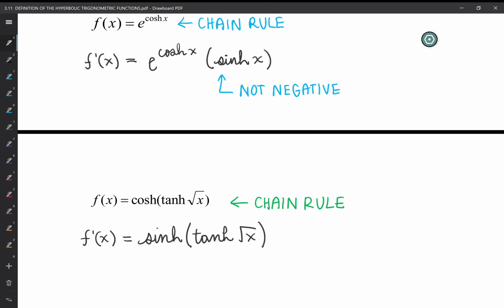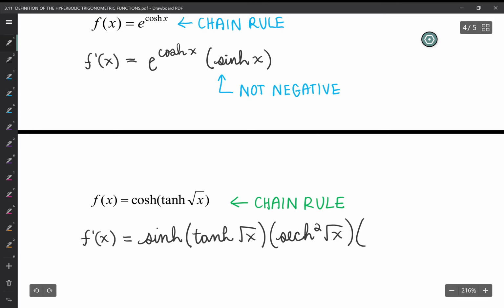times the derivative of the next function, so that'll be the derivative of the hyperbolic tangent, which is equal to the hyperbolic secant squared of the function inside that function, times now the derivative of our innermost function, so the derivative of the square root of x, which is equal to 1 over 2 root x.